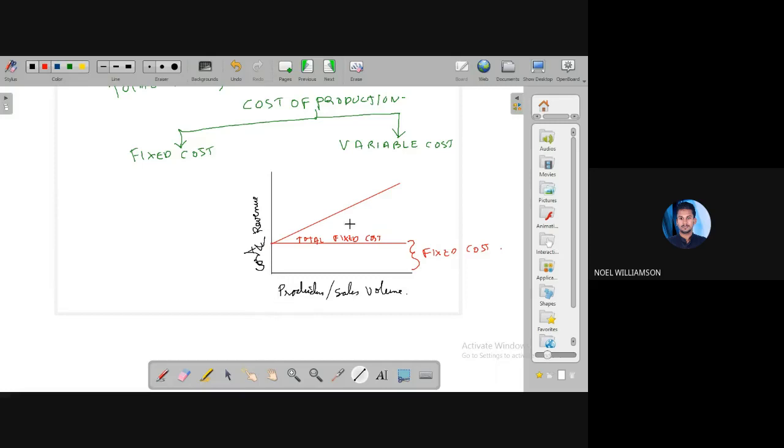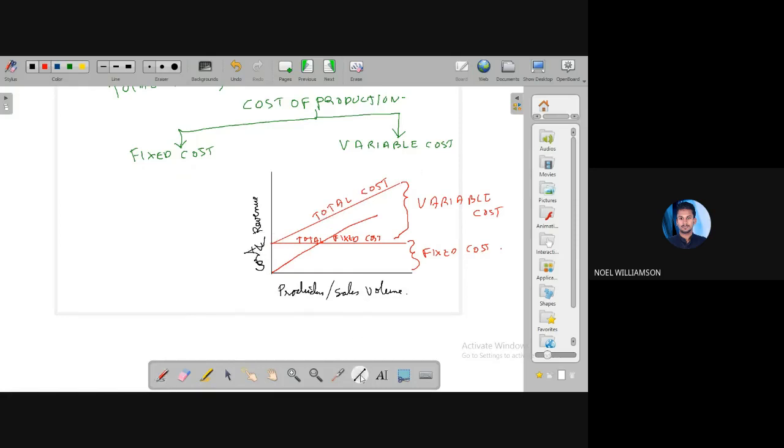So the variable cost will be like this. Actually, the variable cost is like this, and we shift it to here. On adding these two graphs, we get the total cost. So this is the total cost.